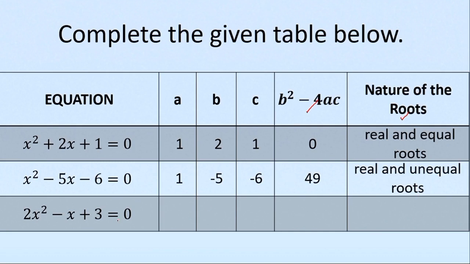And lastly, we have 2, negative 1, 3. The value of the discriminant is negative 23. And negative 23 is less than 0. Therefore, the nature of the roots of this equation is no real root, or they are not real.